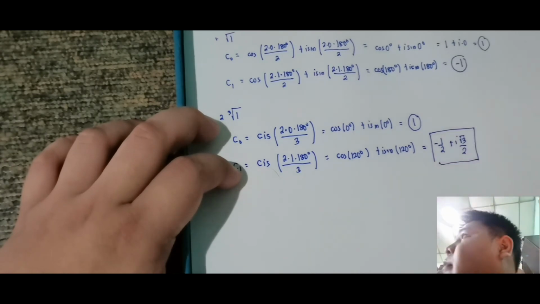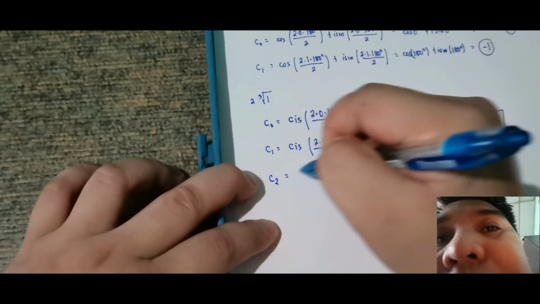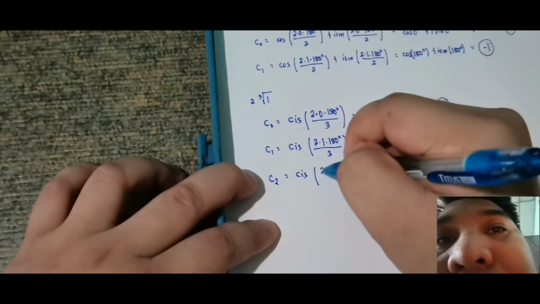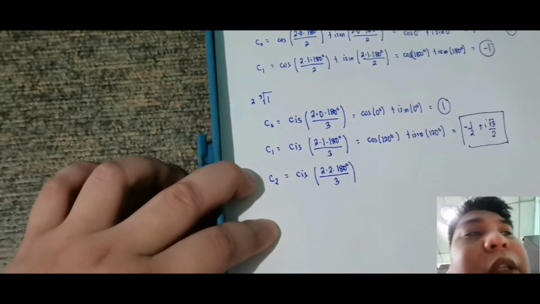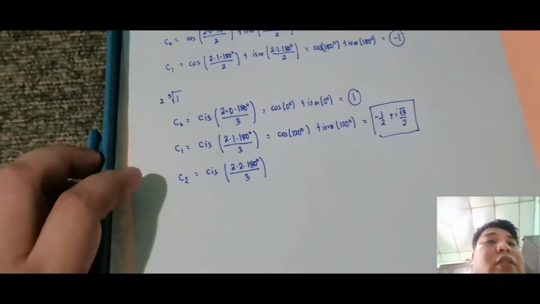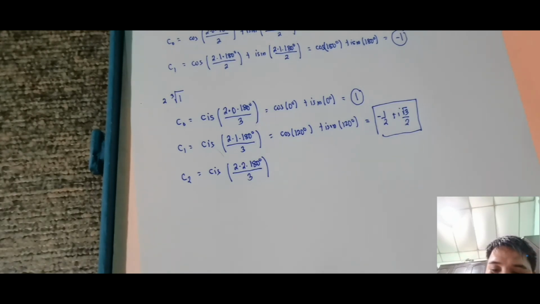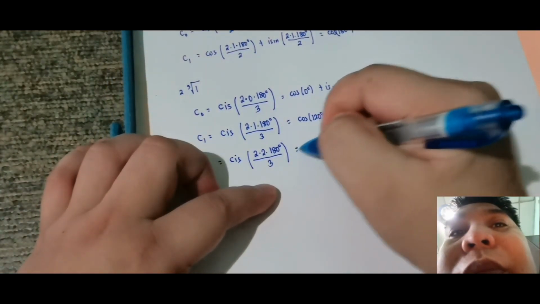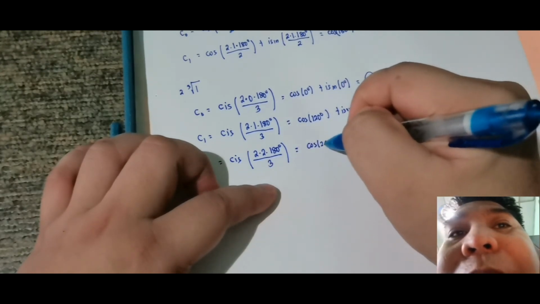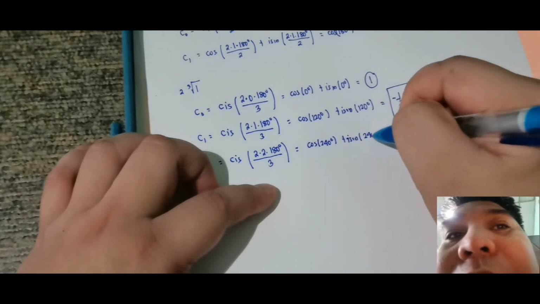Okay, the next is C sub 2. That is cis of 2 times 2 times 180 degrees all over 3. After na solve ko, 2 times 2 times 180, that's 4 times 180 degrees. Check ko lang, 4 times 180, okay, then divided by 3 is 240. So this is equal sa cosine 240 degrees plus i sine ng 240 degrees.